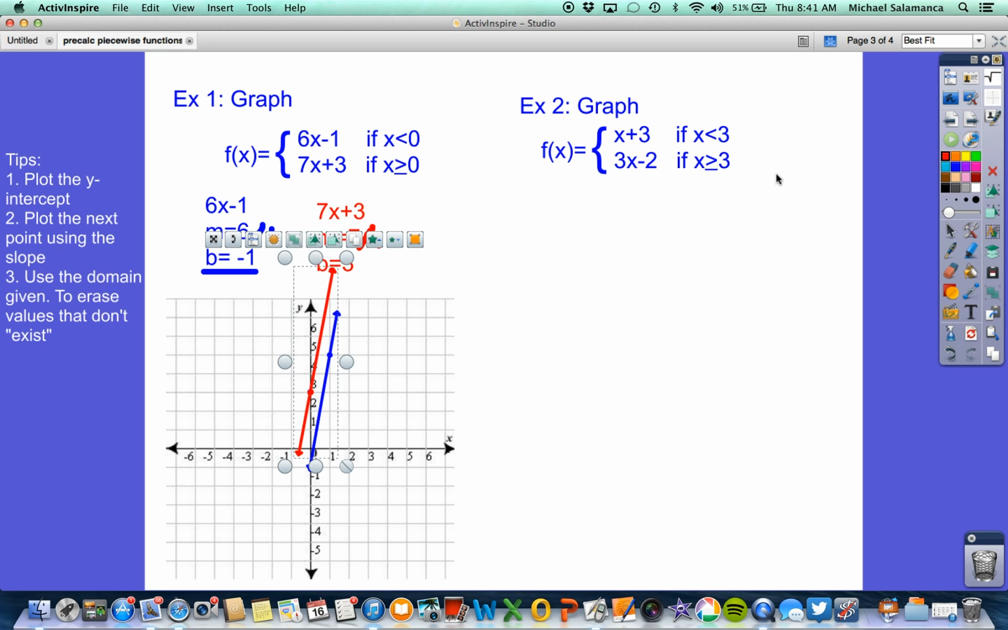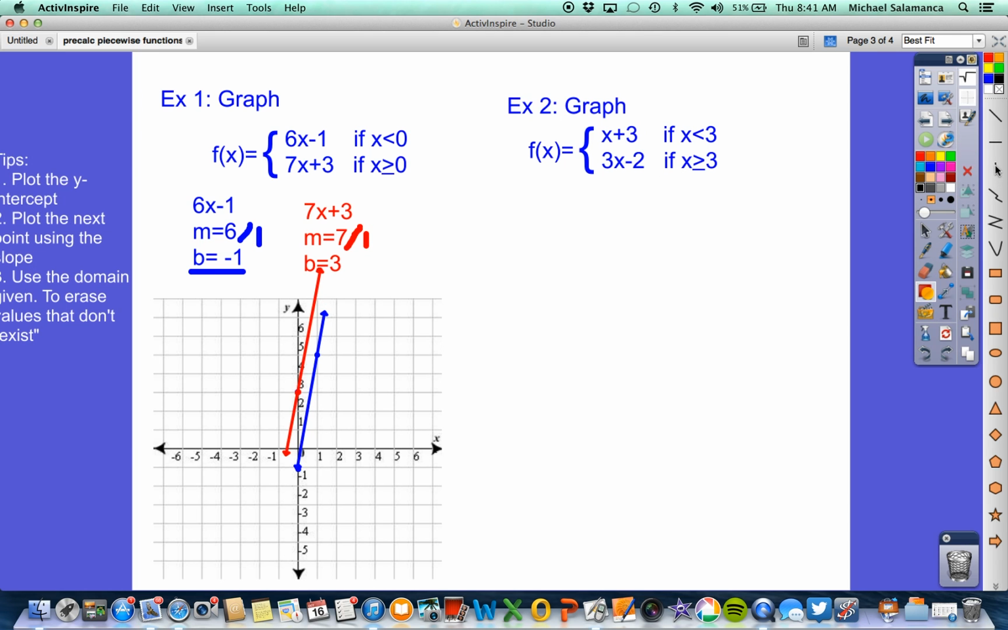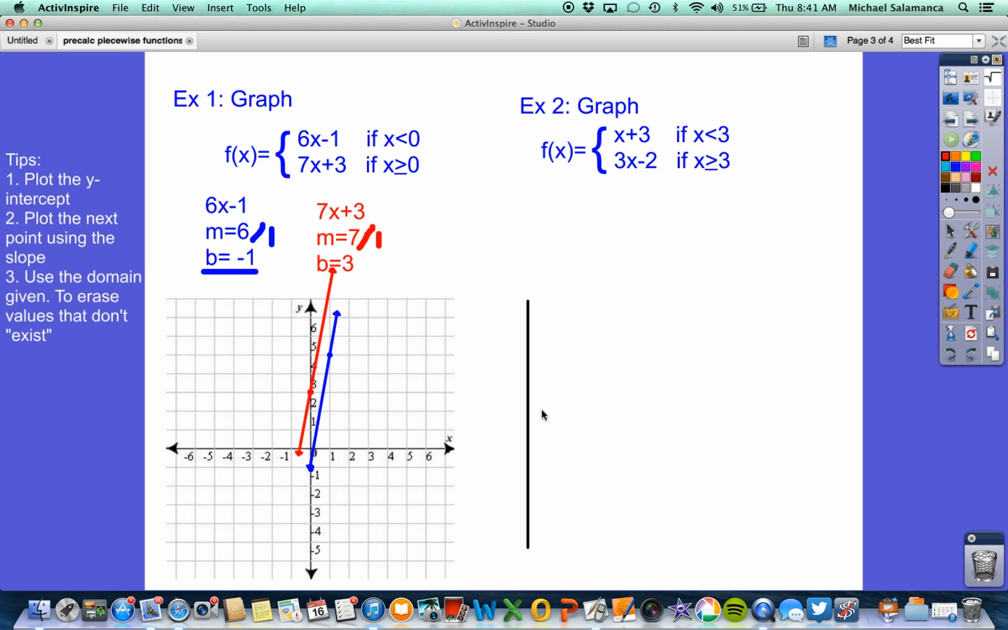And here's where the adjustment takes place. The one in blue, 6x minus 1, says if x is less than 0. To make this more visual, I'm going to draw a vertical line through 0. The blue line exists only when x is less than 0. So to the left of 0, it's going to exist. To the right of 0, it's not. So we actually have to get rid of that.